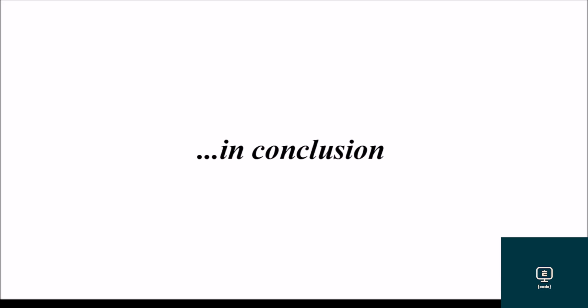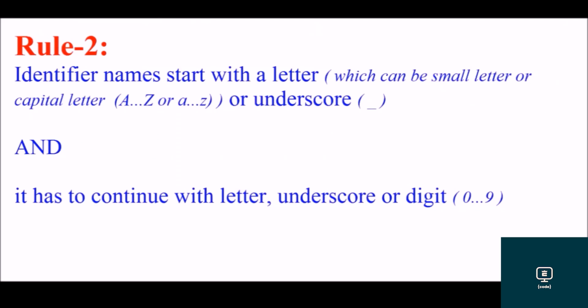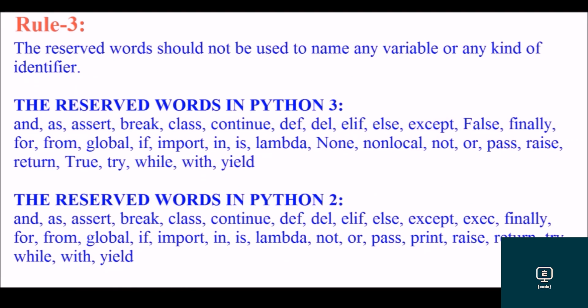In conclusion, when we name the identifiers, we have to remember three basic rules. First of all, in Python, case matters for identifier names, so it is case sensitive. Secondly, identifier names should start with a letter or underscore. Letter could be a capital or a small letter. It has to continue with letter, underscore, or digit. Finally, the reserved words should not be used to name any variable or any kind of identifier.